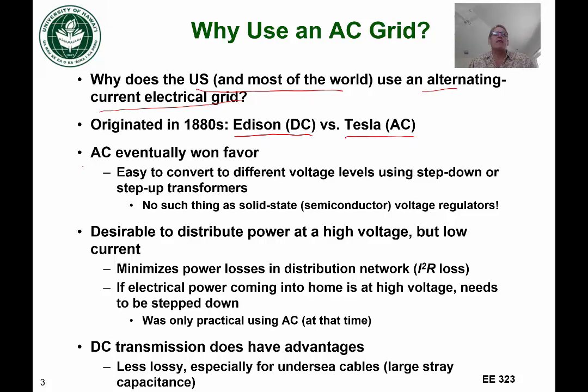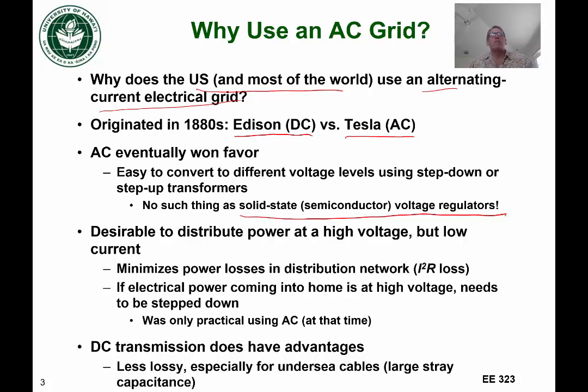One of the reasons that it did is that it was easy to convert AC to different voltage levels using step-up and step-down transformers. At the time, there was no equivalent circuit or technique for DC. We didn't have solid-state semiconductor voltage regulators back then. If we did, maybe it would be a different story today. But that was a big motivation for using AC.